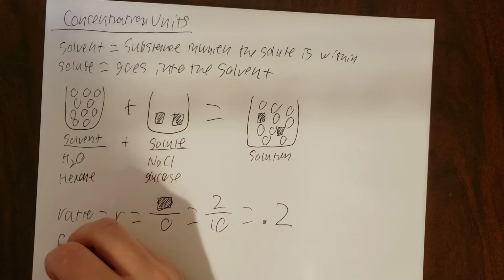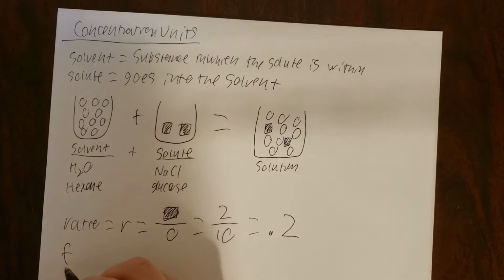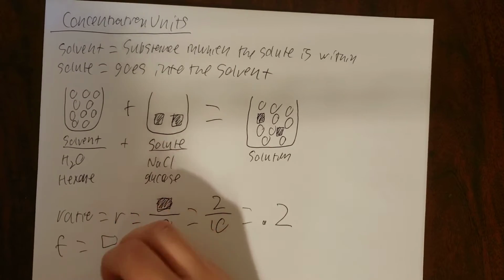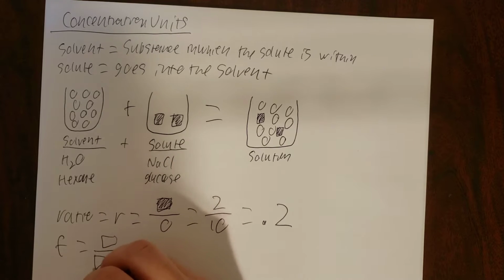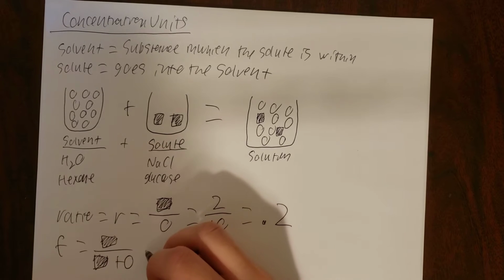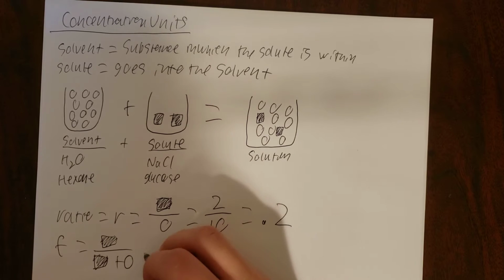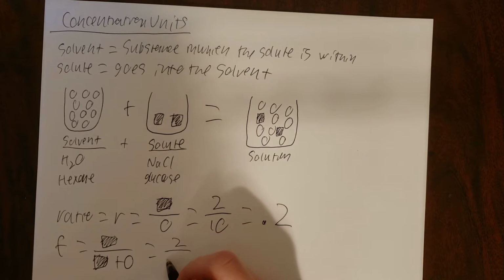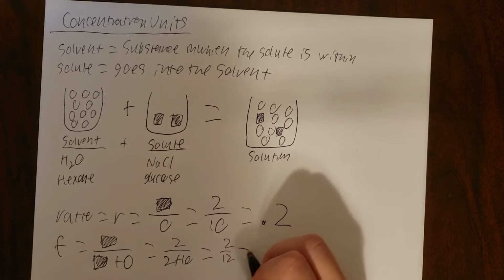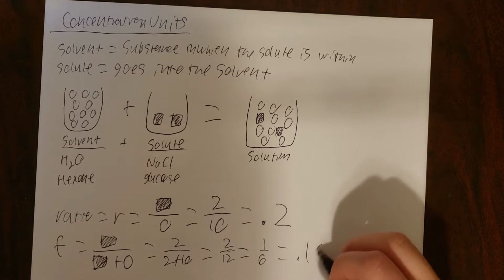Or we have the fraction, which is solute per solute plus circle, solute per what essentially amounts to solution. So this is 2 over 2 plus 10, which comes out to 2 over 12, which is 1 over 6, which is 0.16 repeated.